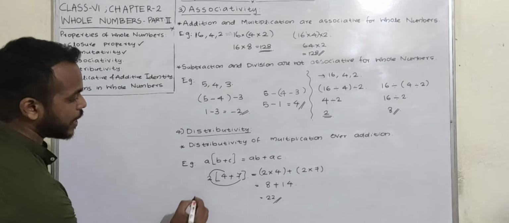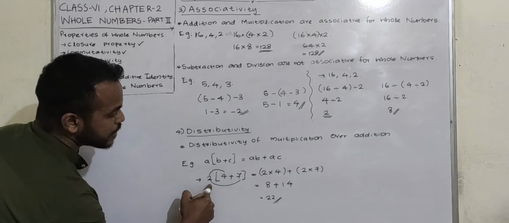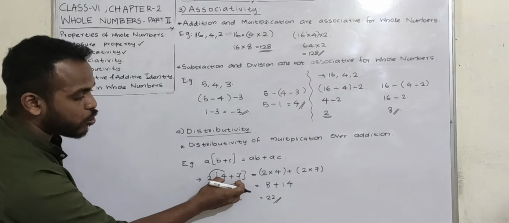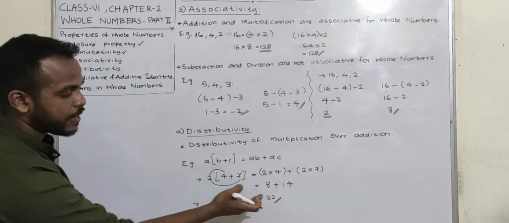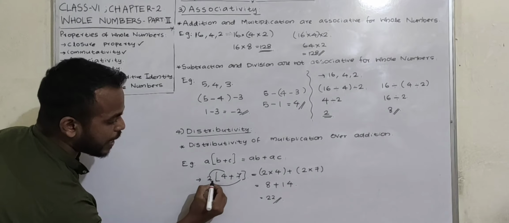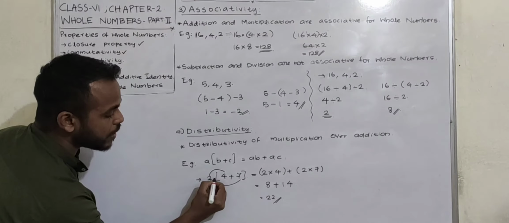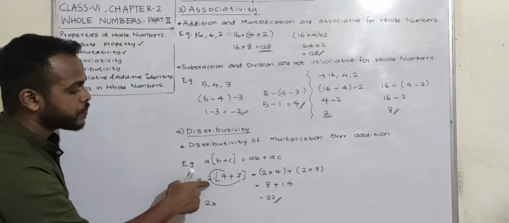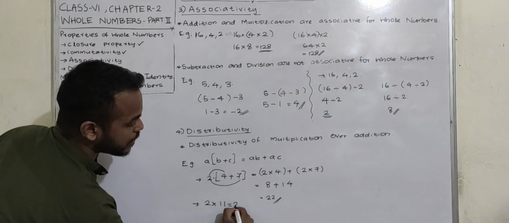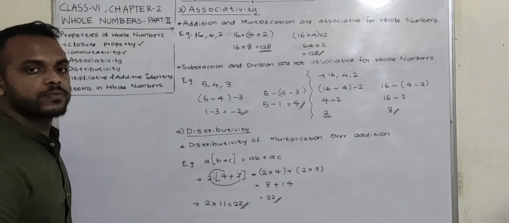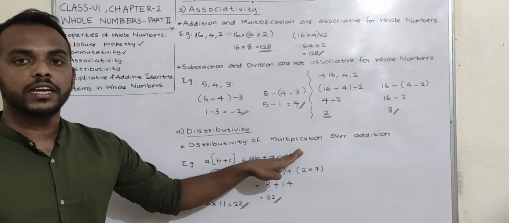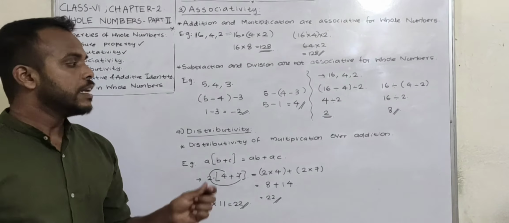Even if you add first and then multiply, you will get the same answer. Let's try. So this is our example. Instead of distributing the 2 evenly, if we do the operation from here itself, you will get the same answer. I will show you 2 times. I have already told you that if there is no symbol, then you should understand it is multiplication. Then 4 plus 7 is 11. So what is 2 times 11? It's also 22. So we can say in whole numbers, distributivity of multiplication over addition is possible.